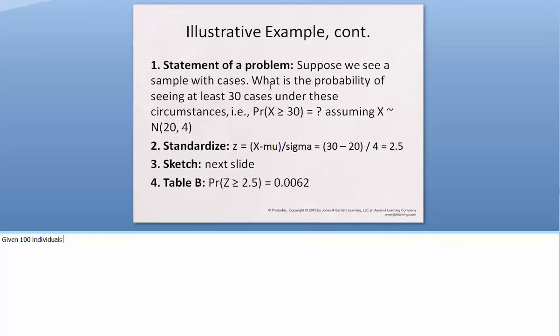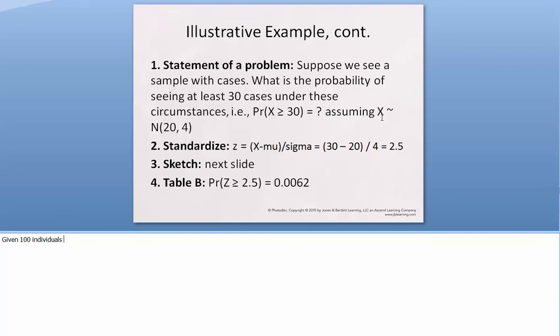Given 100 individuals, what is the probability of seeing at least 30 cases? In other words, out of these 100, what's the probability that there will be at least 30 successes? A case means a patient, a person with the disease or the symptom that you are interested in. So you need to find the probability that x is more than or equal to 30. Now we are considering x to be a normal random variable with this mean and standard deviation, which we figured out in the previous slide.